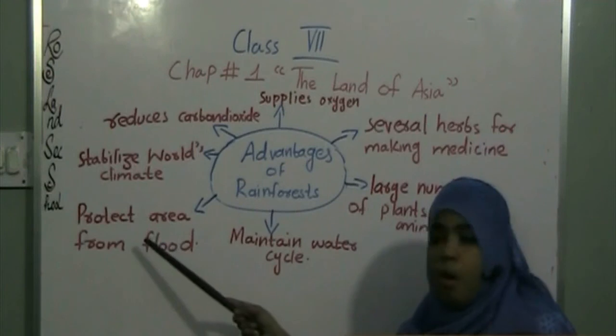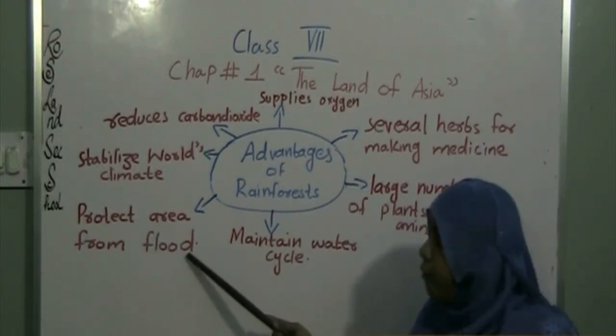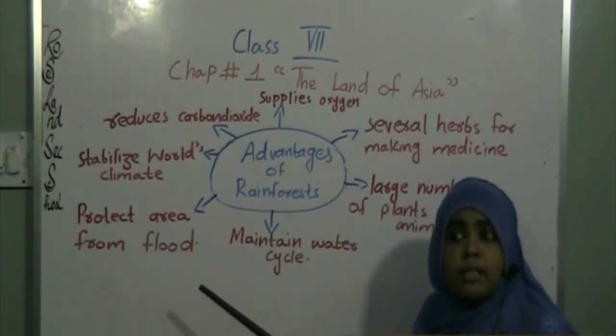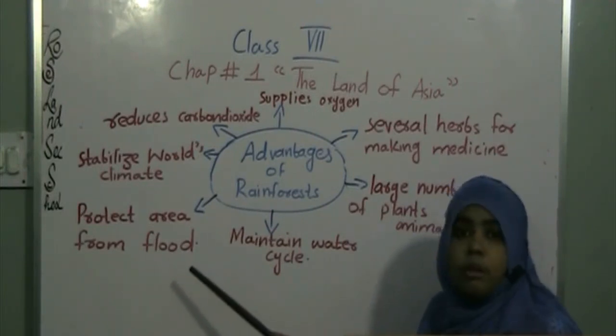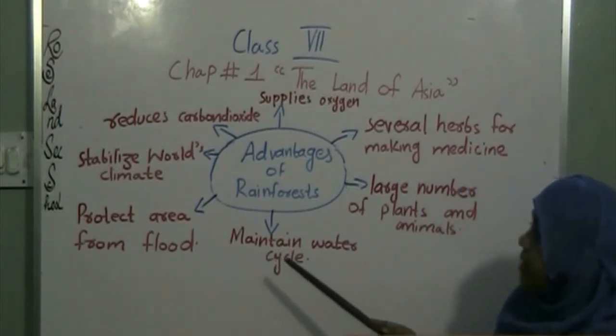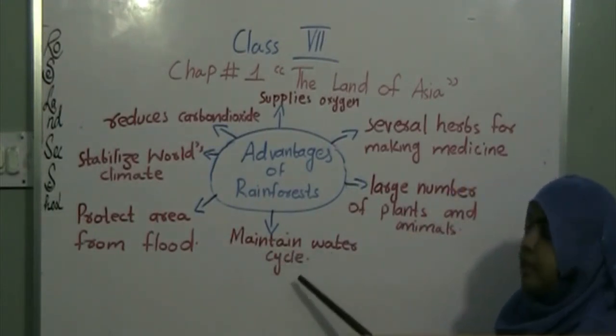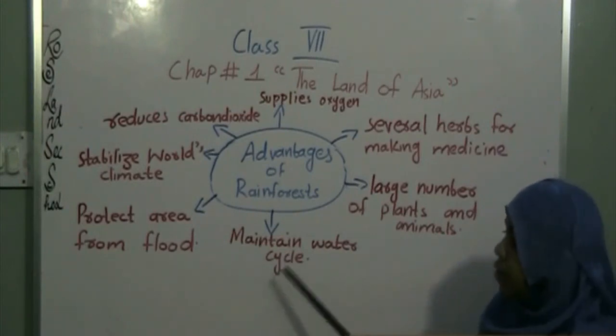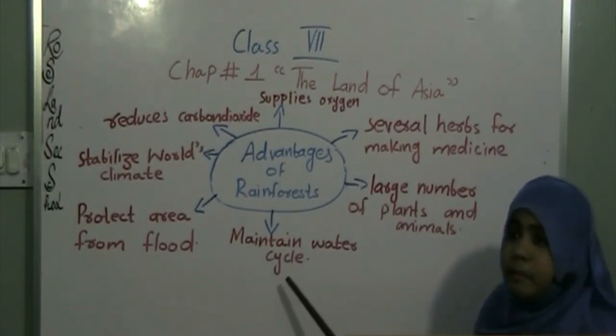And class, it also protects the area from floods because the roots of the trees absorb the water and prevent the water from going onwards. And class, it also maintains the water cycle.